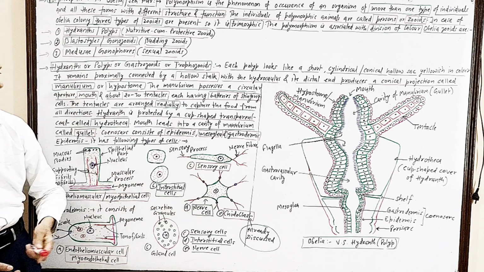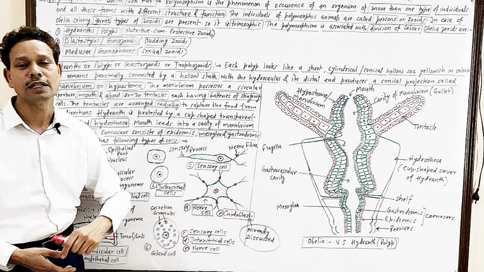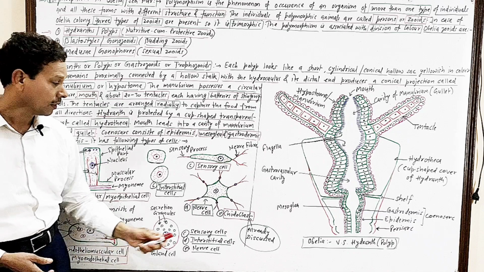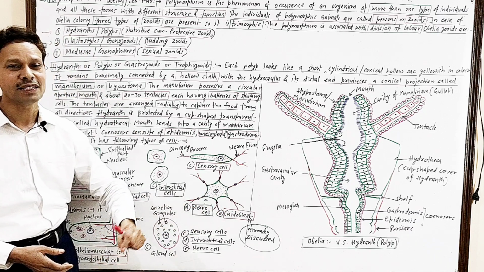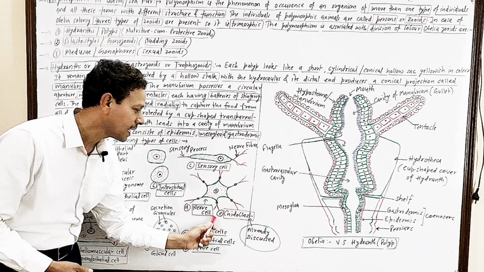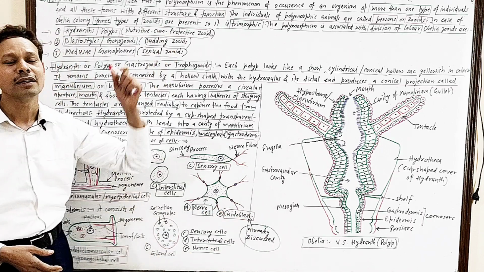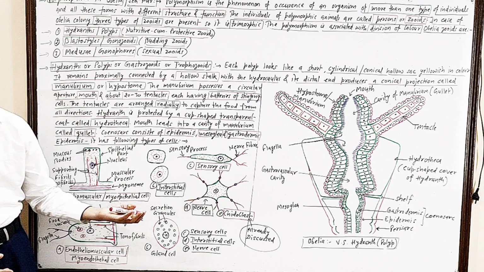These are unpolarized nerve cells which work in coordination, and they produce a nerve net in the epidermis as well as the gastrodermis. And the next type of cells, very important, these are cnidoblasts. These are just stinging cells, dermatoblasts. And these cells we have already discussed in the introduction of coelenterata.